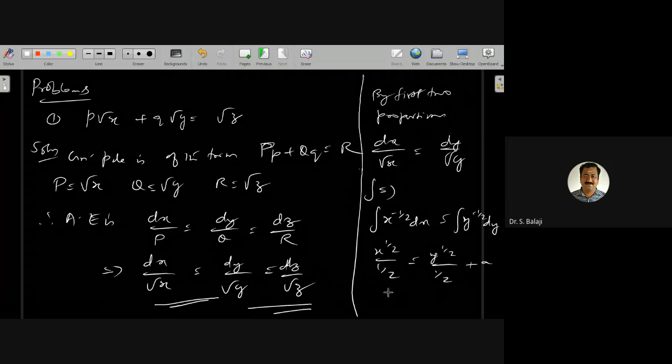Therefore, you can get it as root x minus root y. If you take 1 by 2 as a common element here, it equals some c, where c is 1 by 2 a. Therefore, this will be one independent solution here. So u is equal to root x minus root y. This is one independent solution.